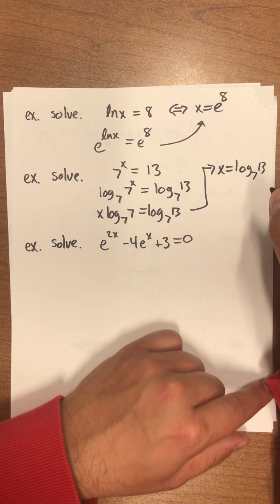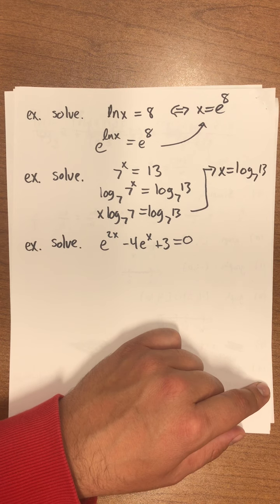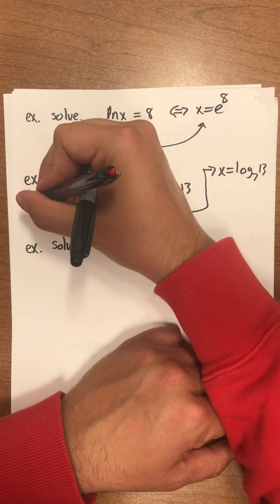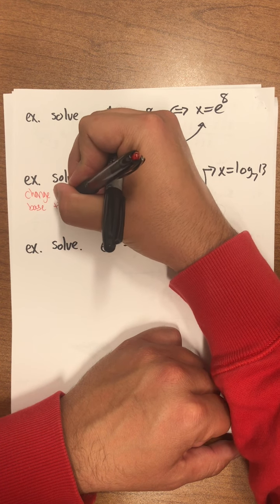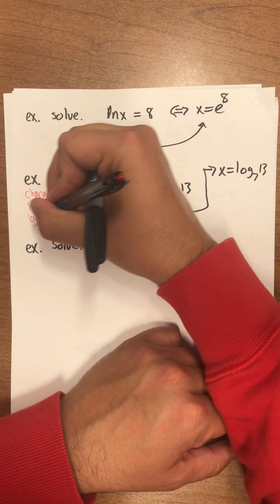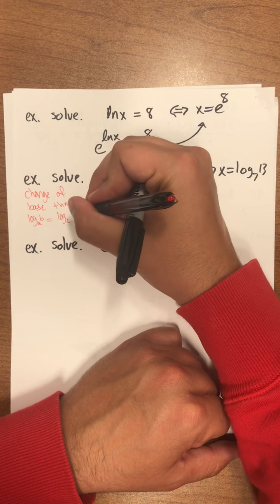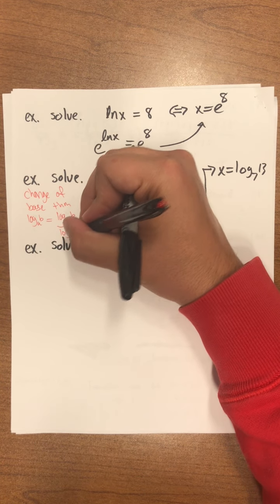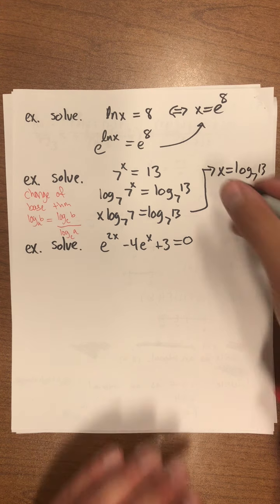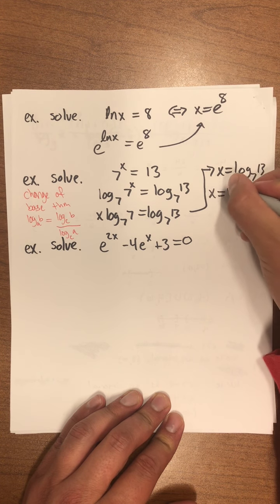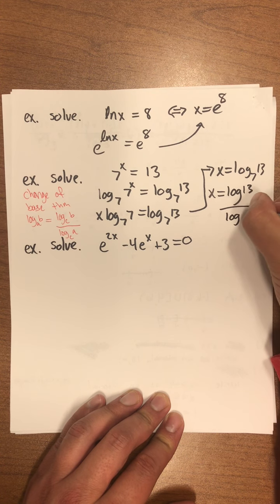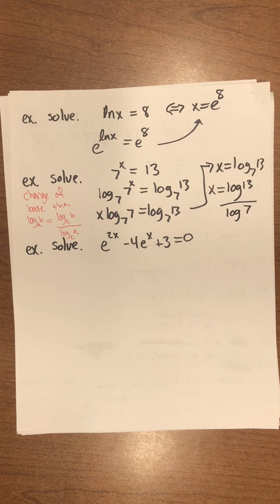Now let's say that we wanted to maybe change the base, so change of base theorem. Let's recall that. If we have log base a of b, that is the same thing as choosing a new base c, log base c of b over log base c of a. So we could rewrite log base 7 of 13 as the common log of 13 over the common log of 7. And you could do that with any base. I just chose common log for that example.